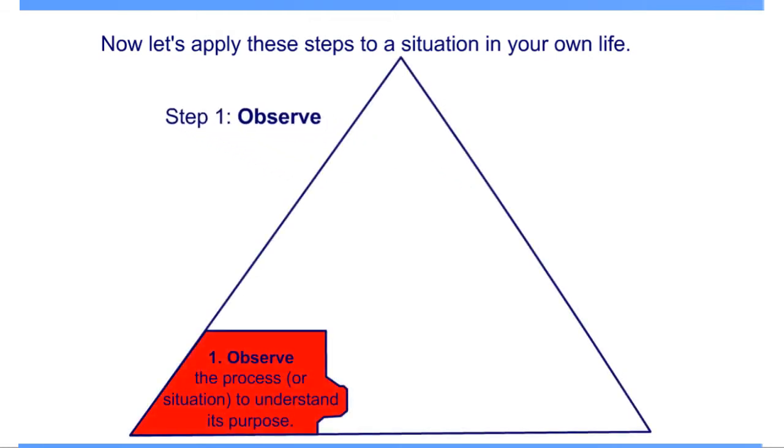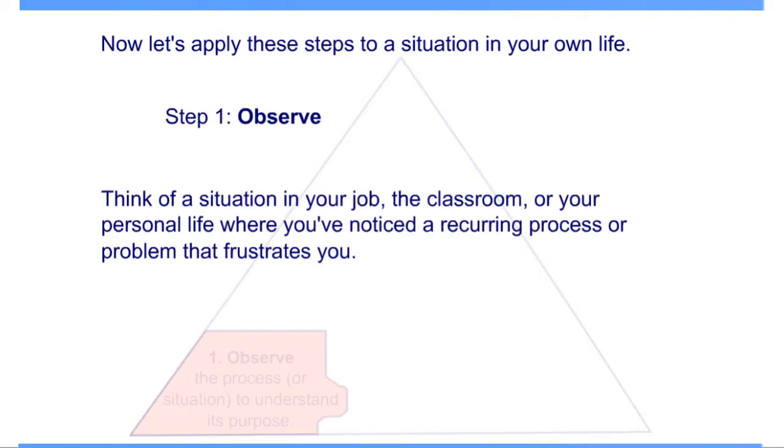Step 1. Observe. Think of a situation in your job, the classroom, or in your personal life where you've noticed a recurring process or problem that frustrates you. If you can't think of any frustrating situations in your own life, here are some examples.